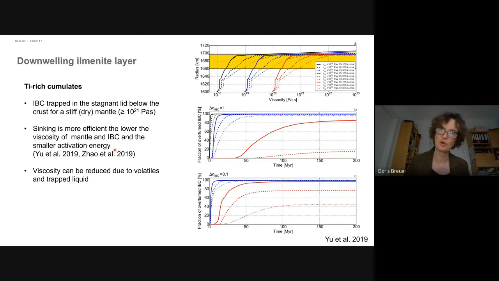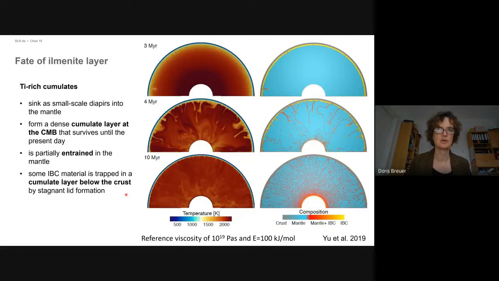This is also a lot of detail, which is probably not important here, but I think what you have to remember is that a low viscosity in the mantle would basically allow the IBC layer to sink down. And the next point is in what way this IBC layer sinks. And what we see in these models is that they basically sink as small diapirs, what you see here.